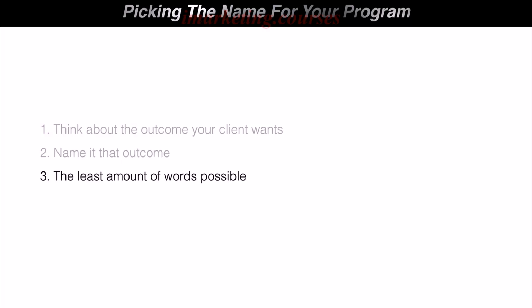All right, and so when it comes to picking the name for your program, keep this very simple and the least amount of words possible. If you can do this in one word, great. If you can do it in two, that's fine. It's just an abstract concept of the outcome. Think about the outcome your client wants. Name it that outcome. It's as simple as that, right? The least amount of words possible.